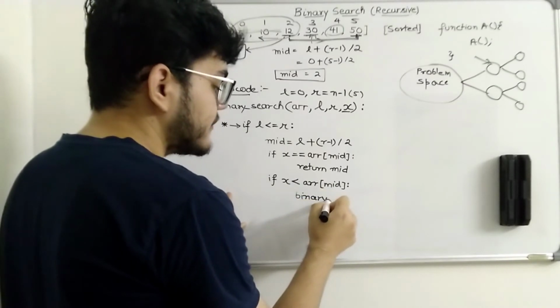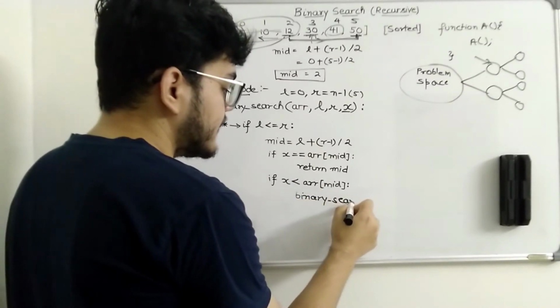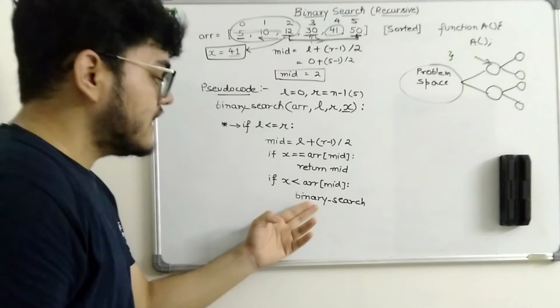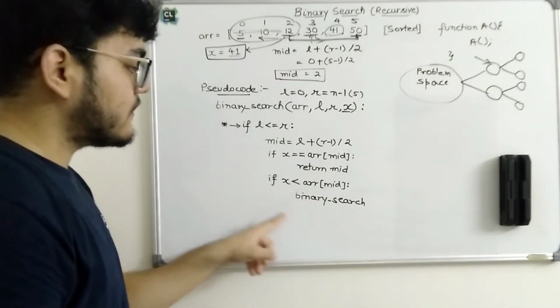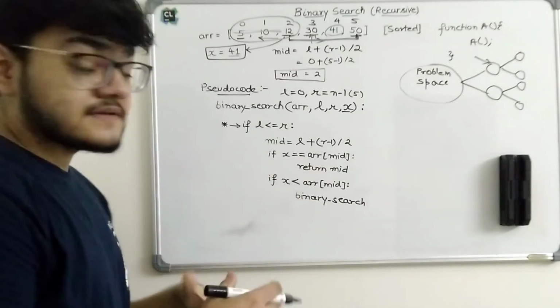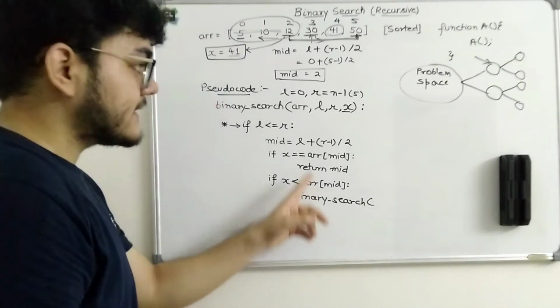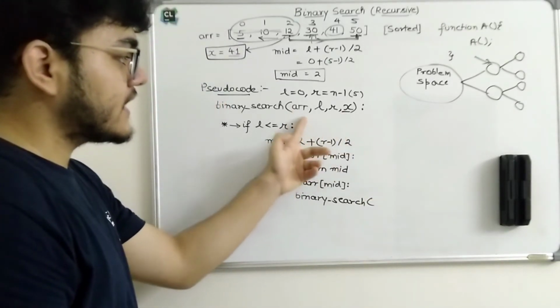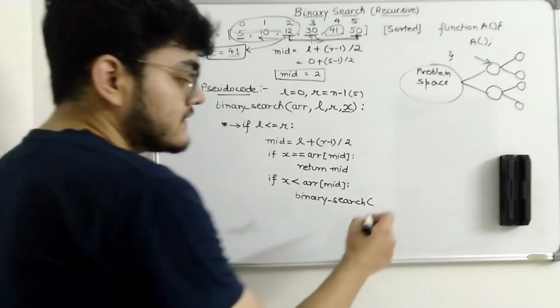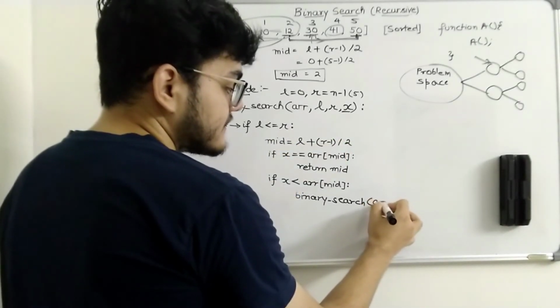Right, so I am going to make a call to the binary search function, and you can see this will again call the same function again. So this is actually known as recursion. But you can see that the binary search function will require these 4 parameters. So we will give these 4 parameters to this function.